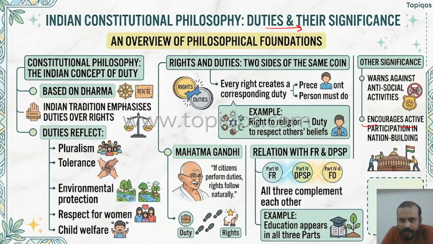Now the question comes: relation between fundamental rights, DPSP, and fundamental duties. All these complement each other. How do they complement each other? First thing is, these are the duties of the state, and this is the duty of the citizen. And if you see the citizen, one of the best examples is when it comes to education.